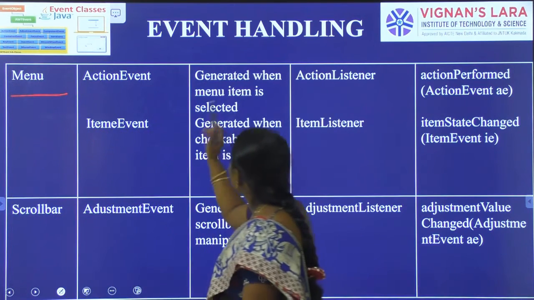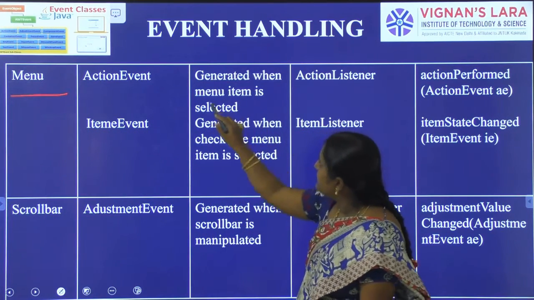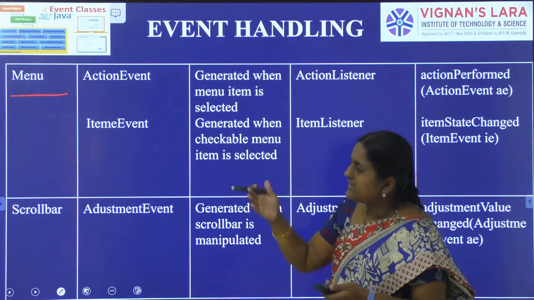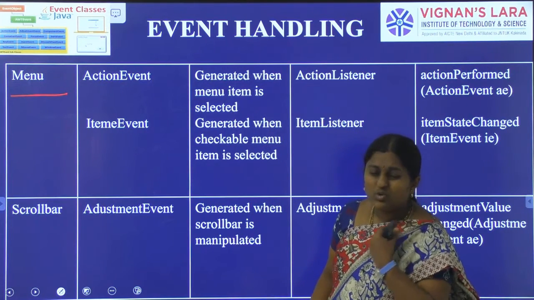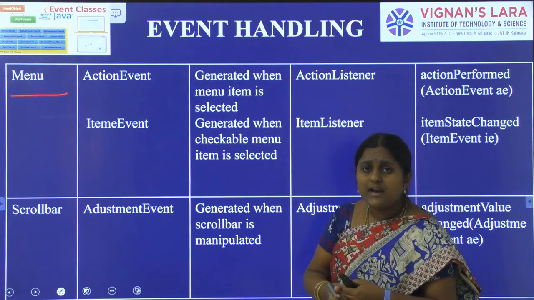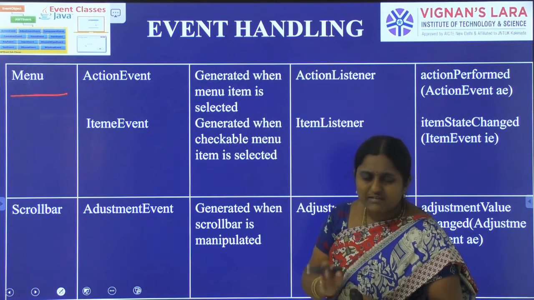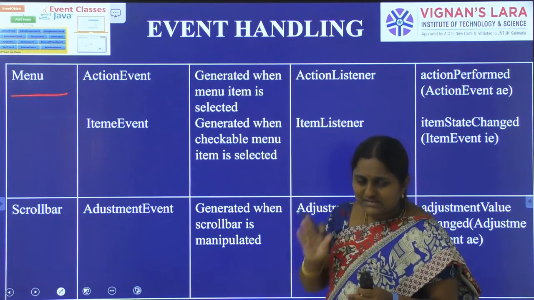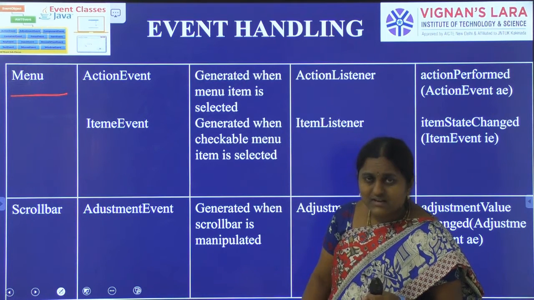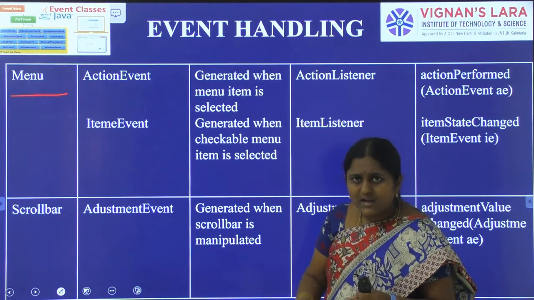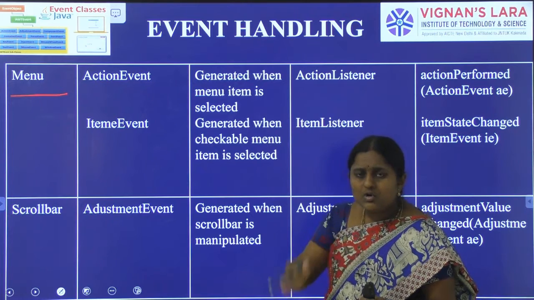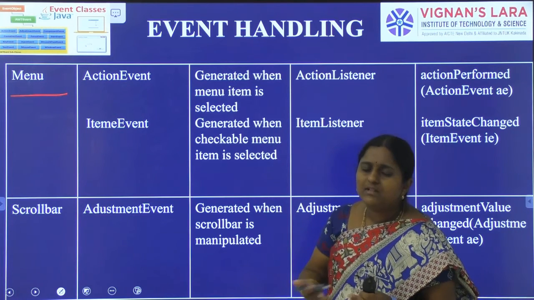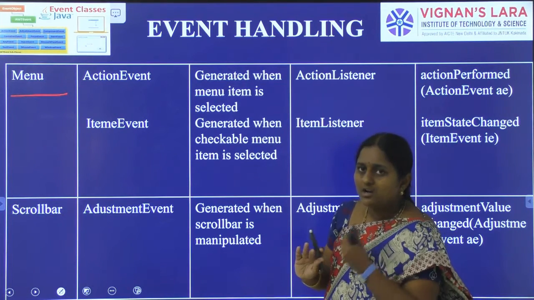Next one, coming to the menu. So the event is generated when a menu item is selected. Menu, choice, list, these are all AWT components. In future classes I will explain in detail what a menu, a list and a checkbox are, what the methods and constructors are, how we create them and how we set them. Those concepts I will cover in the next and future classes.